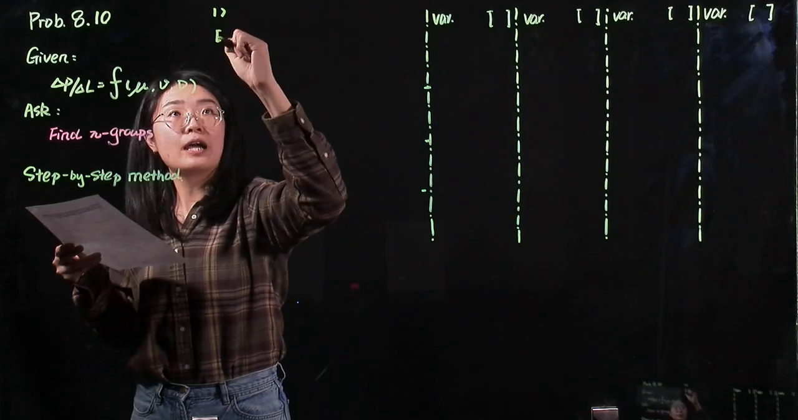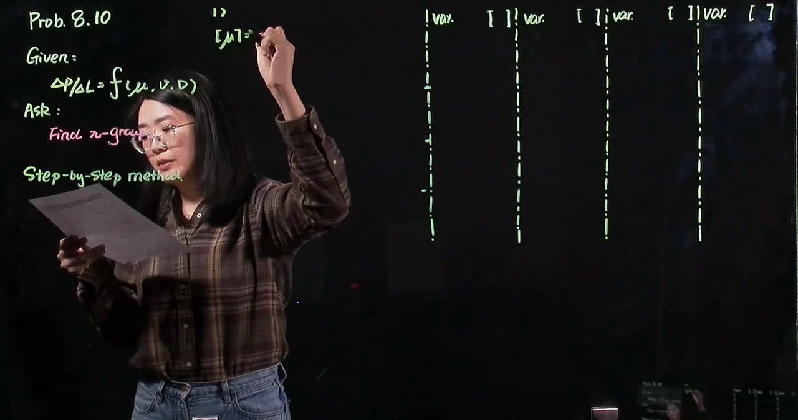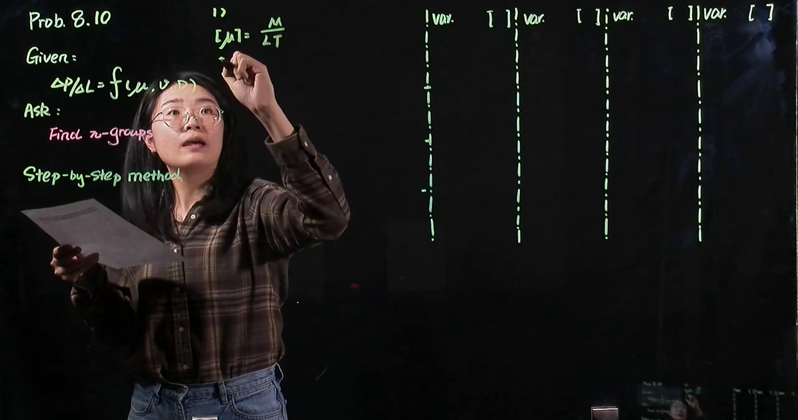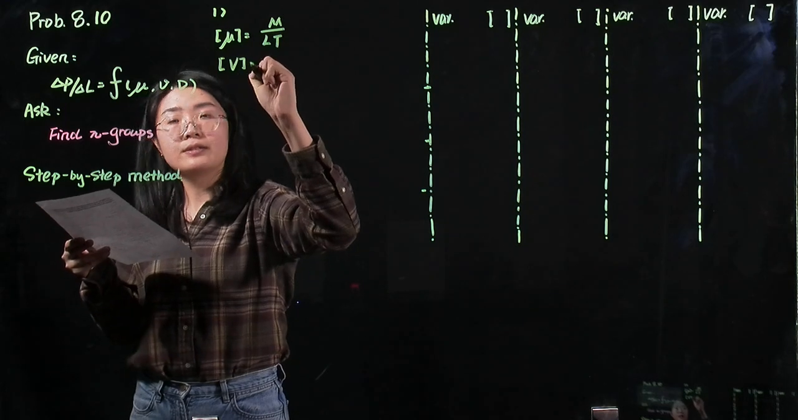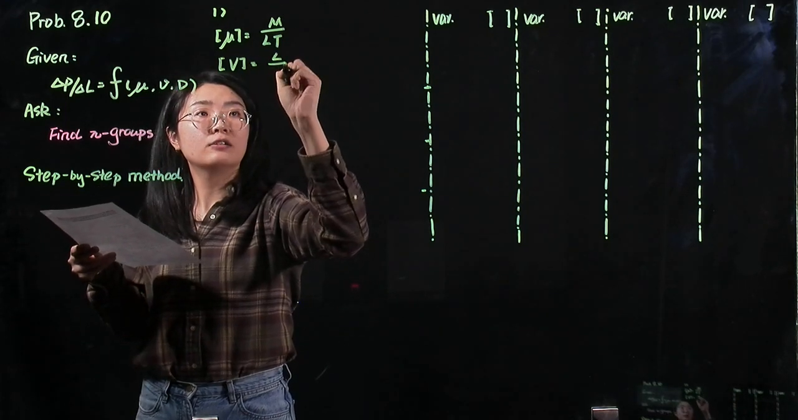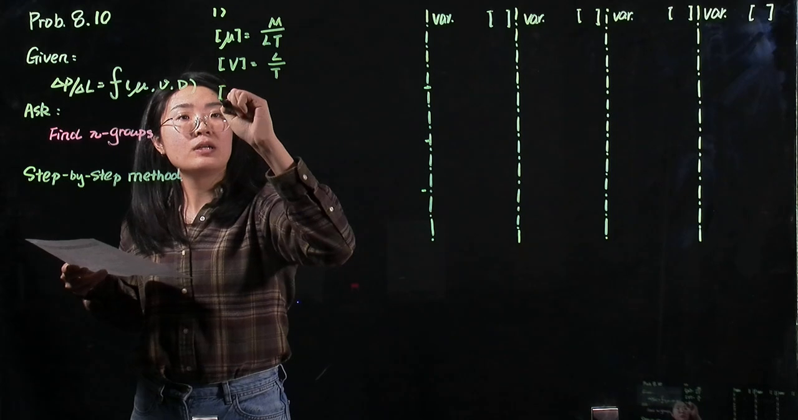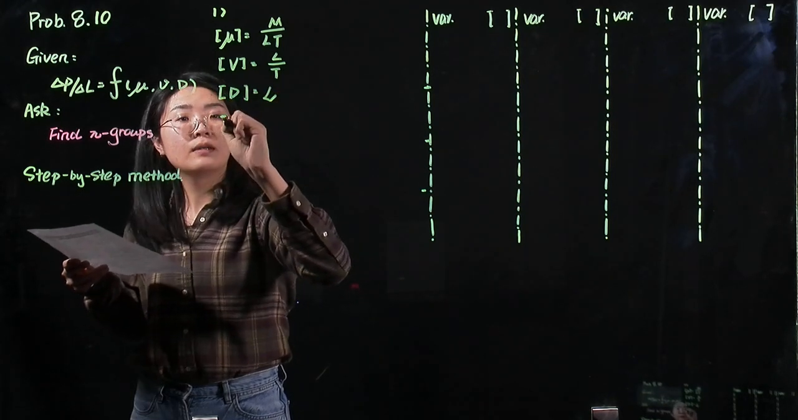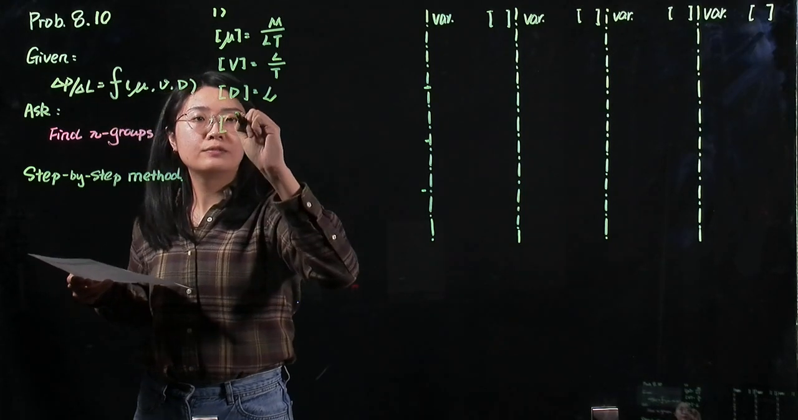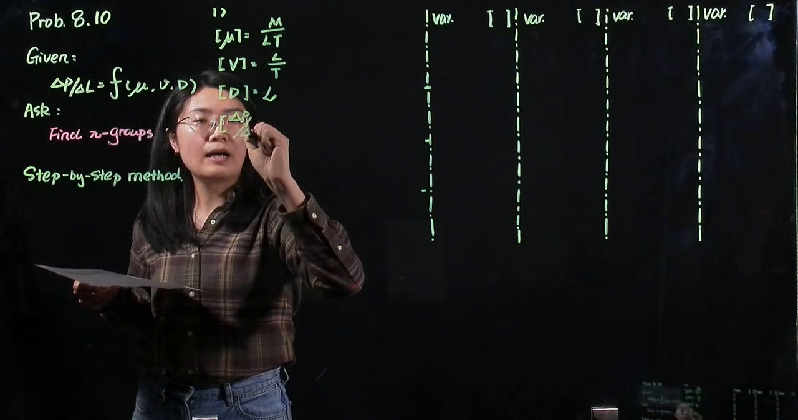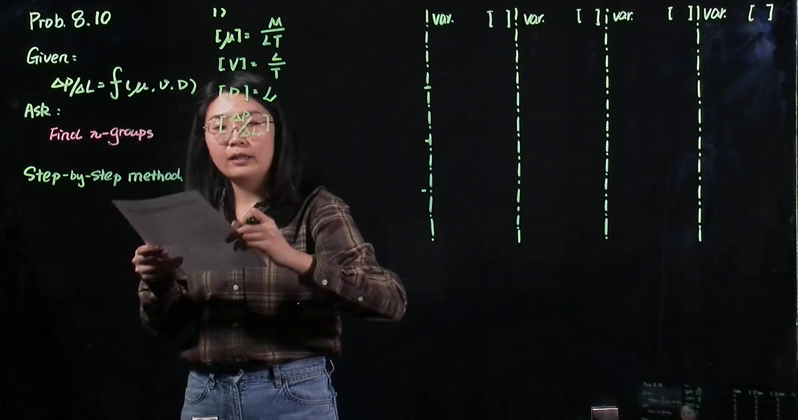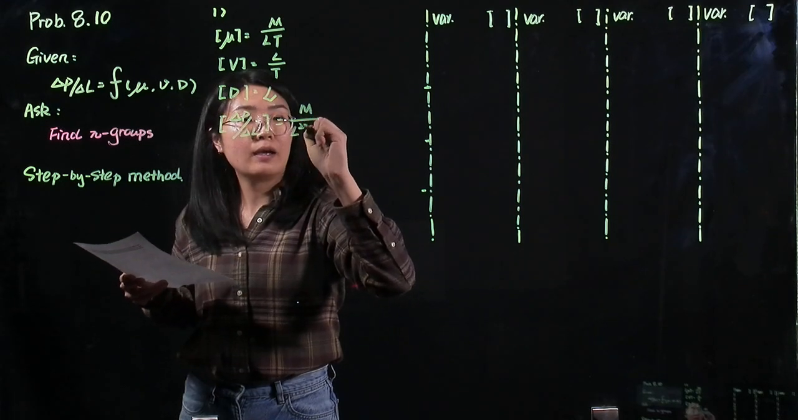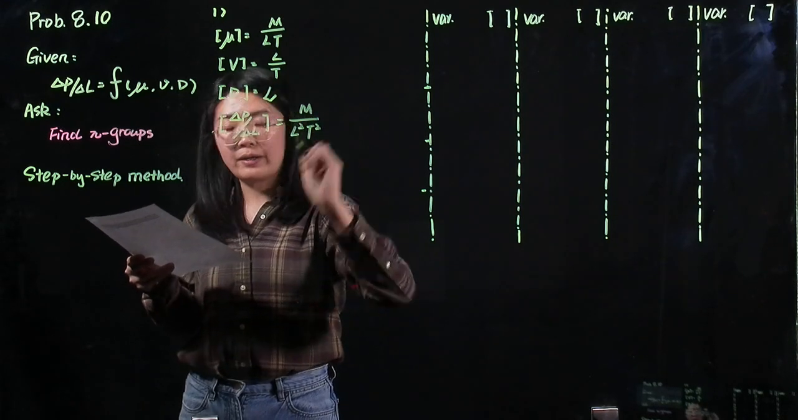So the dimension of viscosity is M over L times T. The dimension of velocity is L over T. The dimension of the diameter is L. And the dimension of delta P over delta L is M over L squared times T squared.